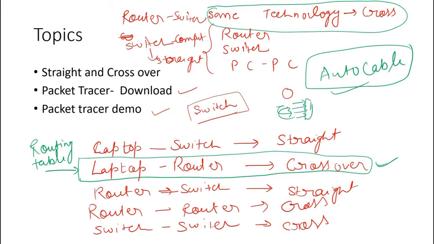The machines are so smart that they automatically change the signal, detect it, and make it cross or straight based on the device available over there. Clear? It means we don't have to choose, actually, straight or crossover. Good enough. One question, sir. Sir, how can you identify which technology can do this auto cable, or which technology can't do that?